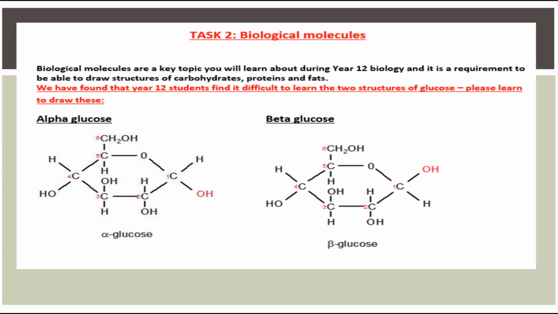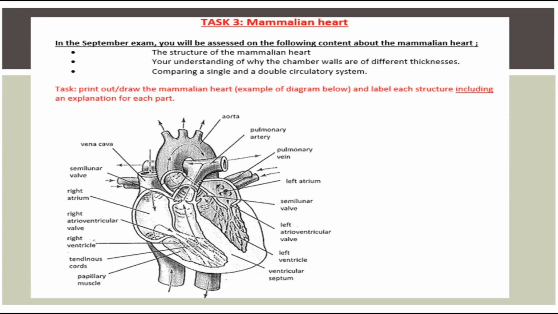Task 3, the mammalian heart. In the September exam, you will be assessed on the following content about the mammalian heart: the structure of the mammalian heart, and your understanding of why the chamber walls are of different thicknesses. So, for example, why is the left ventricle wall a lot thicker than the right ventricle wall? Your understanding of why the chamber walls have a significant difference in their roles, and also to compare a single and double circulatory system.